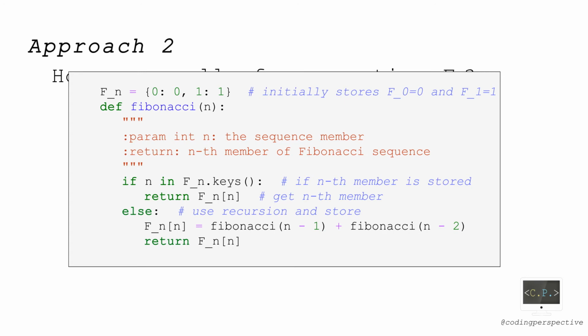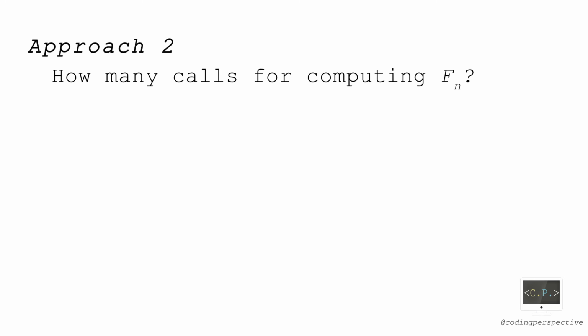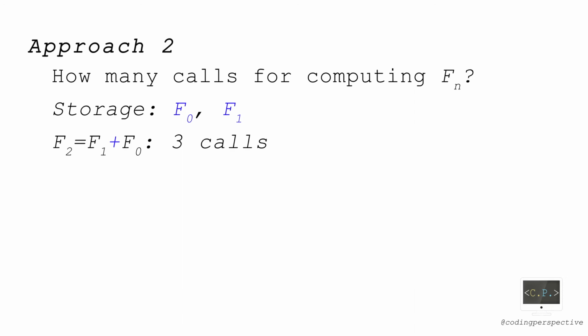Again, let's take a look at how many times we need to call this function to compute the fifth member of the sequence. Notice that we have already stored f0 and f1. So, to compute f2, we just need to call the function 3 times. One for the summation and the other 2 for getting f0 and f1. Similarly, to compute f3, we need to call the function 5 times. One for the summation, 3 for computing f2, and 1 for retrieving f1.